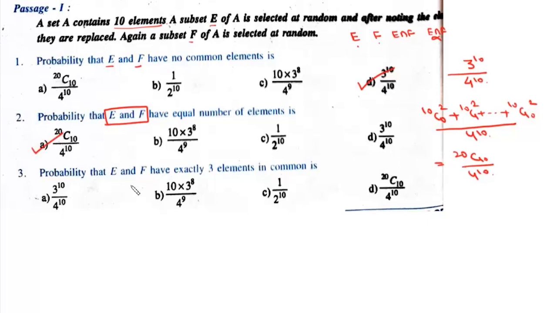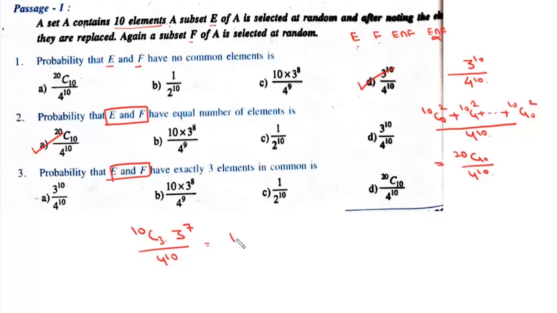Now the third one is the probability that E and F have exactly 3 elements in common. Now which 3? We have to select these 3 elements, so it will be 10C3. For the remaining 7 elements, we have 3 choices: either E, or F, or neither E nor F. So there will be 3 to the power 7, whole divided by 4 to the power 10.